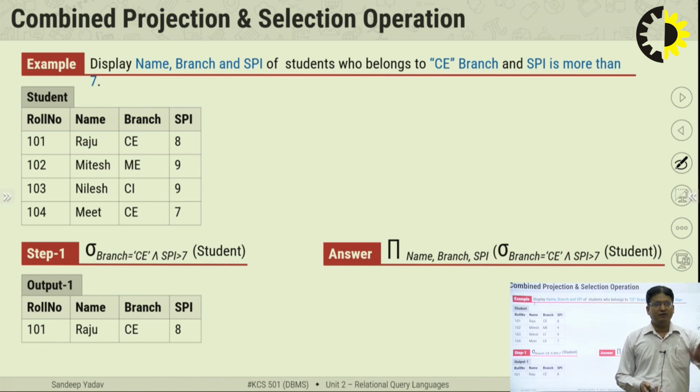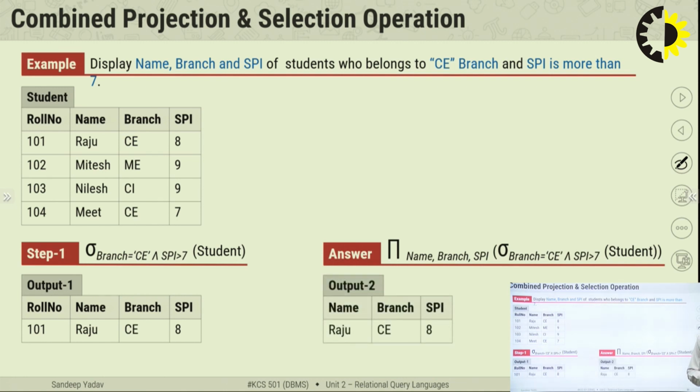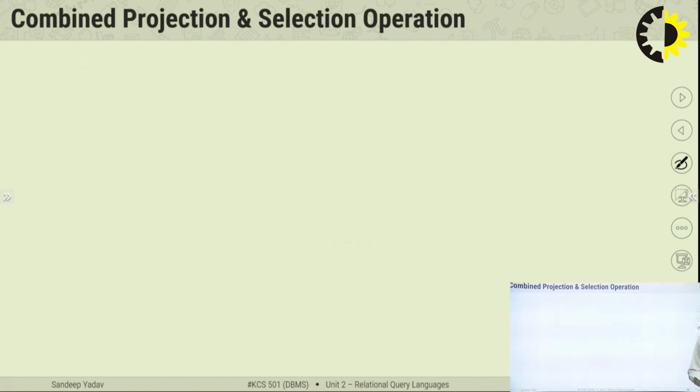Now, we have to show only the attributes name, branch and SPI. So we have to make use of the project operation. Now, the answer will be pi name, branch, SPI followed by the select condition. The select condition is branch name equal to civil and SPI greater than 7, followed by the name of the relation student. So the answer will be name, branch, SPI, where name is Raju, branch is civil and SPI is 8.